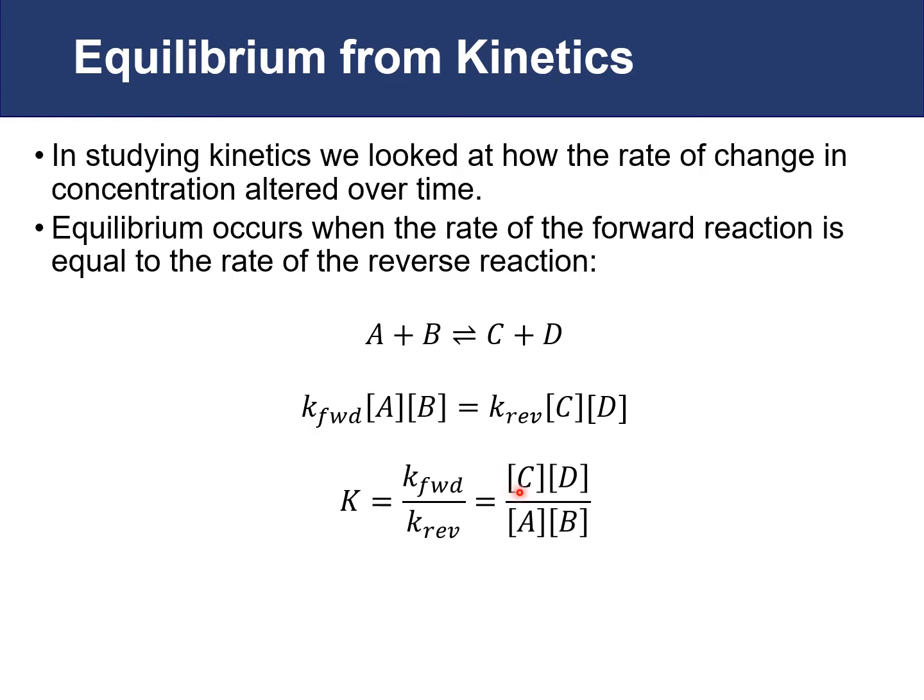Essentially, we take our products multiplied together, raised to their respective coefficients, divided by our reactants, raised to their respective coefficients. The reason that we move all the constants to one location is it is convenient to have all of your constants lumped together. So our equilibrium constant is equal to the ratio of our rate constants, which itself is equal to the concentrations that we achieve when we are at equilibrium.